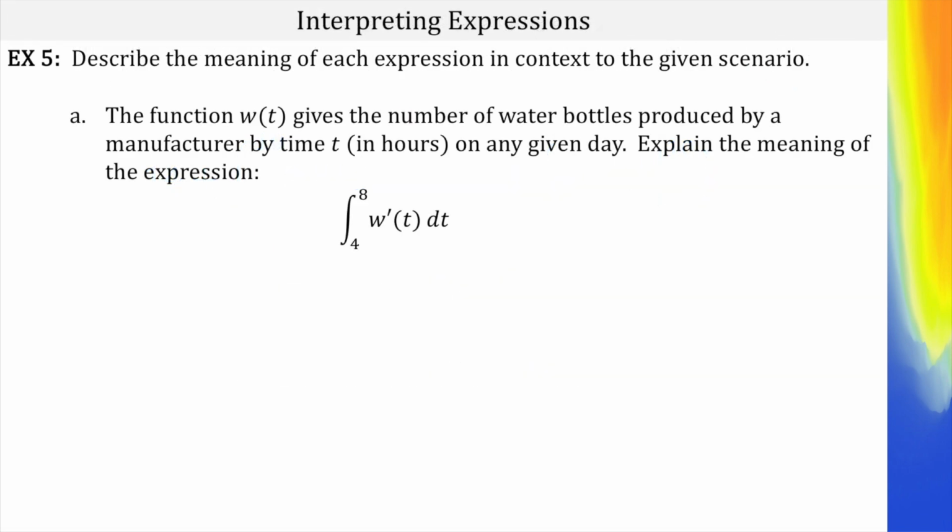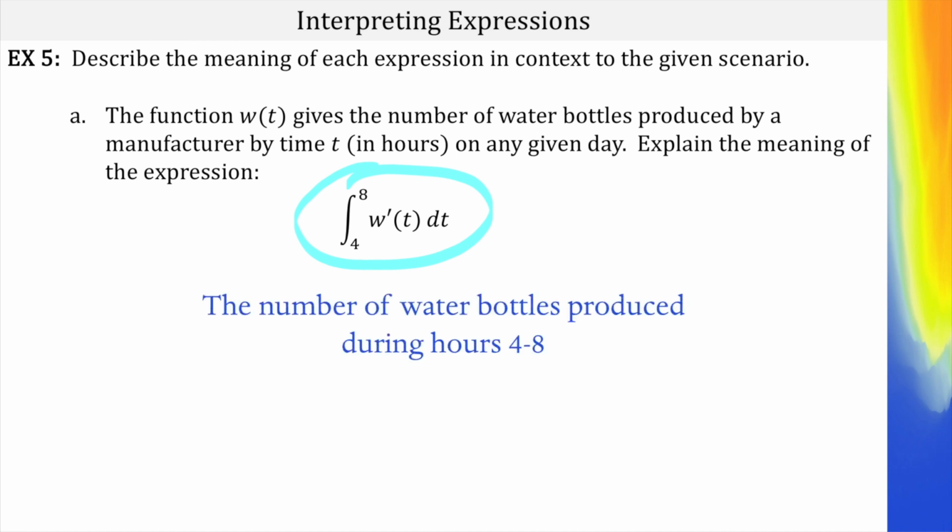Now let's just take a moment to see if we can interpret some expressions that we see. The function W of t gives the number of water bottles produced by a manufacturer by time t in hours on any given day. So what does that mean? Going from 4 to 8, the antiderivative of W prime of t dt would be the number of water bottles produced during the hours 4 to 8.